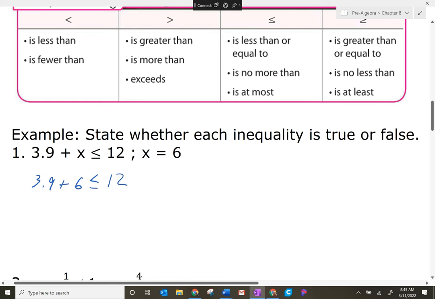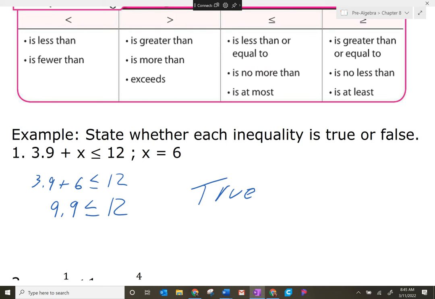So I'm plugging stuff in. I got 3.9 plus 6. That tells me 9.9 is less than or equal to 12. Is 9.9 less than or equal to 12? Is that true or false? True. Perfect. When we get inequalities like this and they give us the problem, they say your variable equals this, we have to plug that back into the equation.